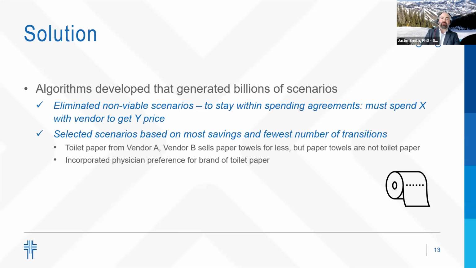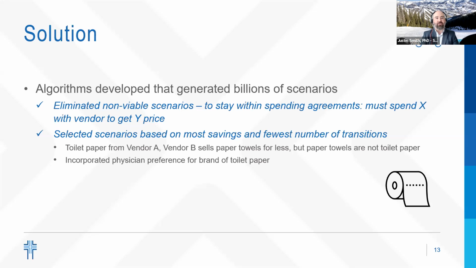And so to explain the fewest number of transitions, we have a toilet paper example because, going back to the COVID example, hopefully we didn't all have to experience this, but toilet paper was tough to come by for a little bit of time there. So the example for the number of transitions is toilet paper from vendor A costs a certain price. Vendor B sells paper towels for less, but as we all know, paper towels are not toilet paper, right? So if we were asking somebody to make a transition, it would be going from toilet paper to paper towels, which is not what we want. We want to be able to exclude those types of scenarios.